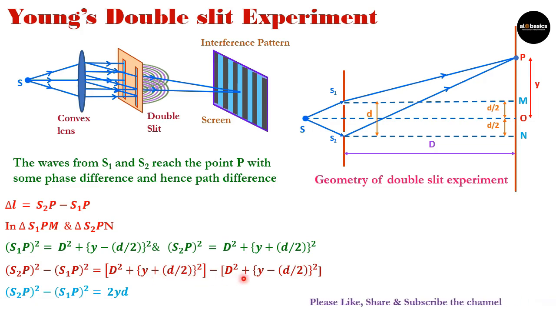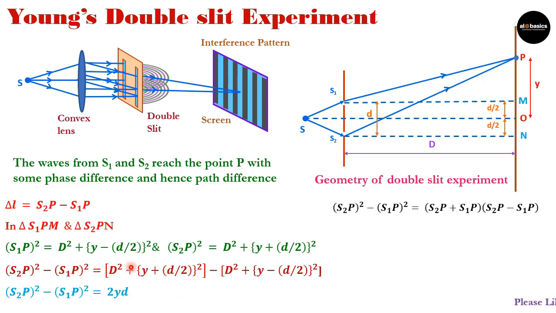YD from this and YD from this. So here we get it as twice of YD. As this expression on the left hand side is in the form of x square minus y square, we write it as S2P square minus S1P square is equal to S2P plus S1P into S2P minus S1P. This is just similar to x square minus y square is equal to x plus y into x minus y. Our aim is to find out S2P minus S1P.